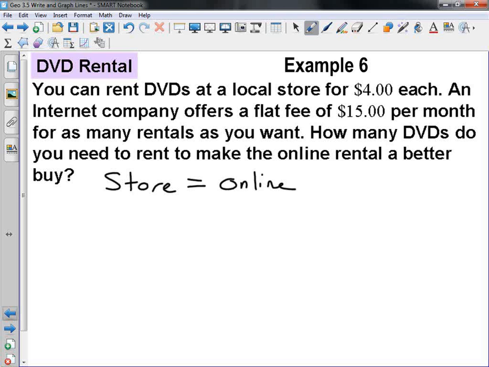You guys know how many you're going to rent already? What if you get busy? Are you going to rent less? What if you have a lot of extra time? What if your girlfriend dumps you? Right, you've got a lot of extra time on your hands. You can rent more.